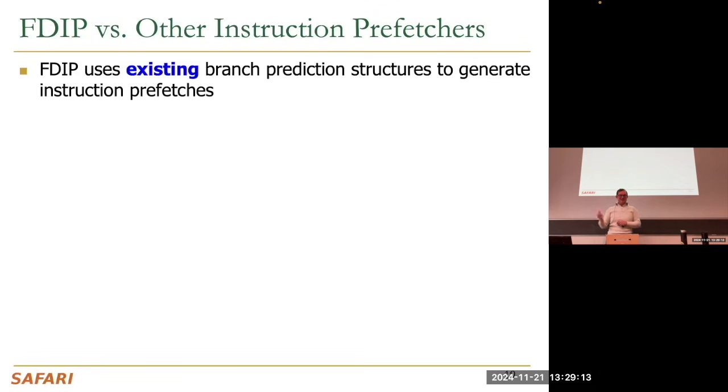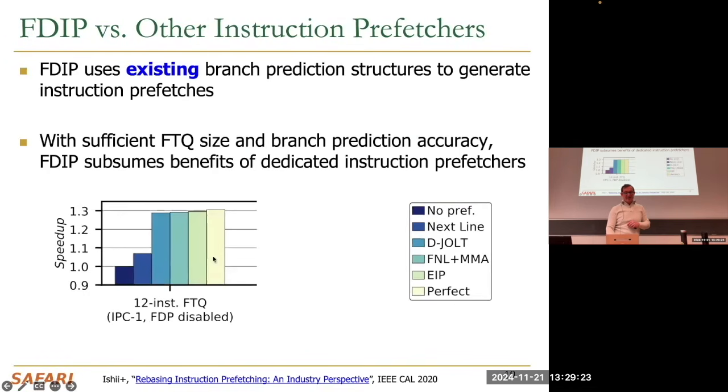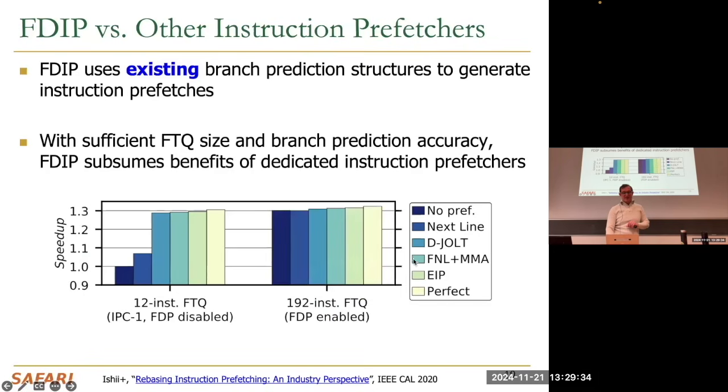Now, the interesting thing is, if you have fetch-directed instruction prefetching, how do you combine it with other prefetchers? This paper from ARM recently showed that if you implement fetch-directed prefetching with a large fetch target queue size and with good enough branch prediction accuracy, maybe other instruction prefetchers are not that good. So this is data from their paper. We have not verified it.